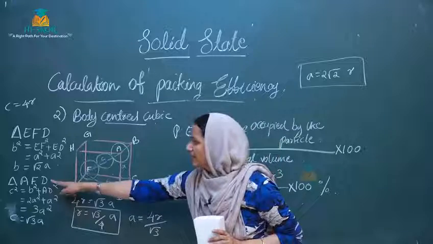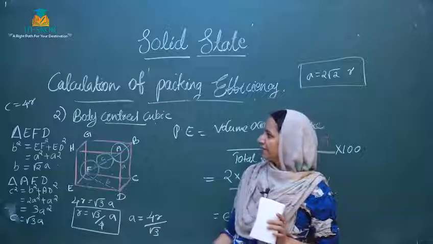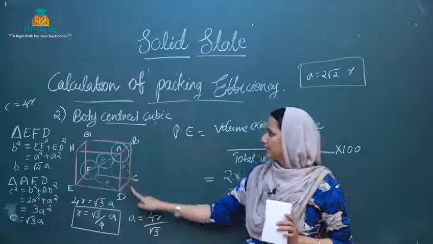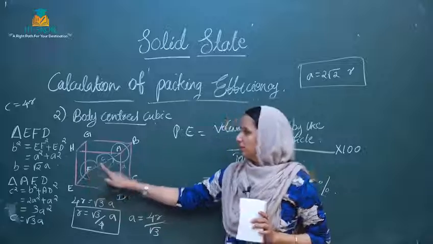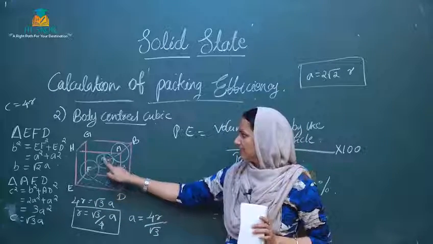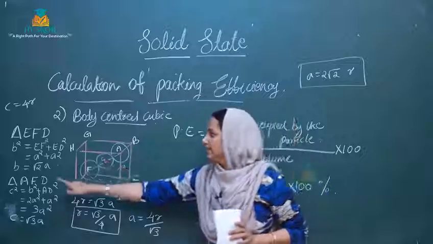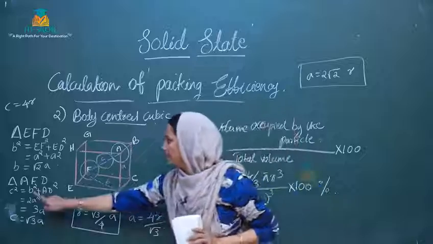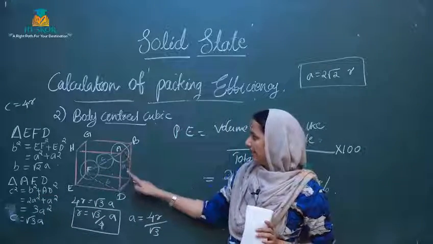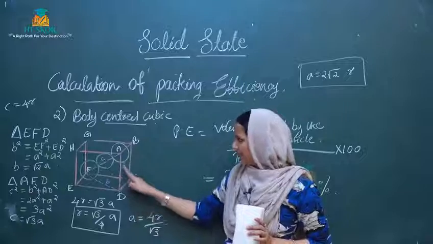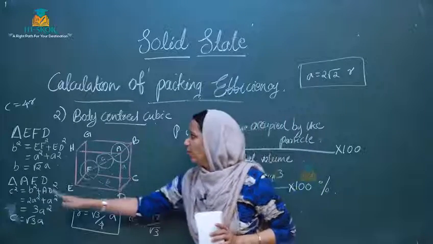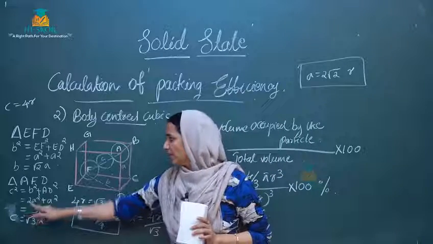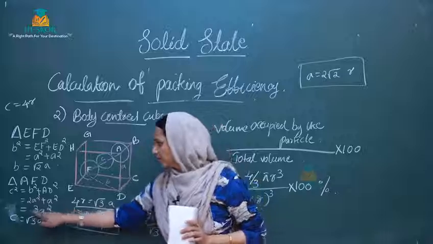So now you consider the triangle AFD. This triangle you consider. We have to find the distance AF, or simply mark the distance as C. C square is equal to this face diagonal B square plus AD square. What about AD? Edge length, nothing but edge length. So B square plus AD square. B square we already found, that is 2a square, plus a square, so 3a square.